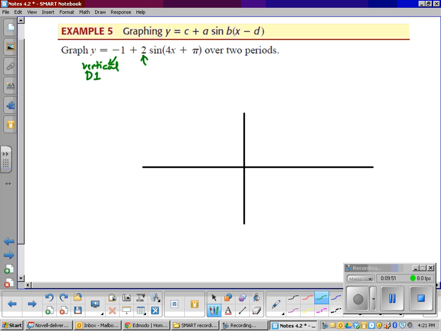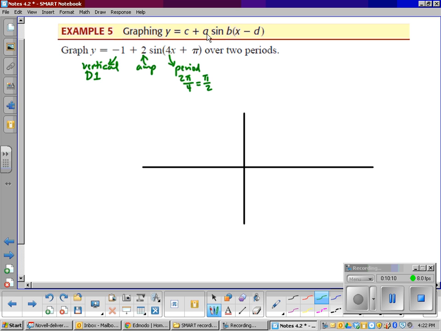The 2 is a change to the amplitude, which is going to affect the labels on my y-axis. The 4 that's in front of the x is going to change the period. The original period for sine is 2 pi. And so if I divide that by 4 and then simplify, the new period is going to be pi over 2.